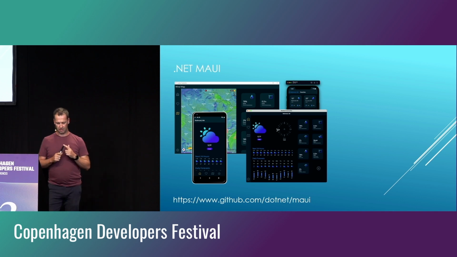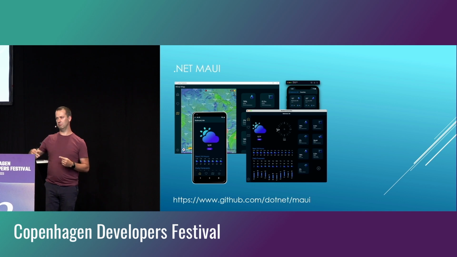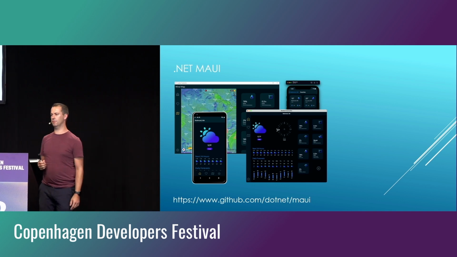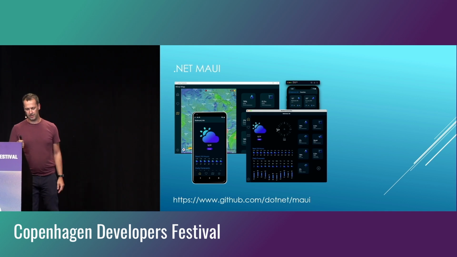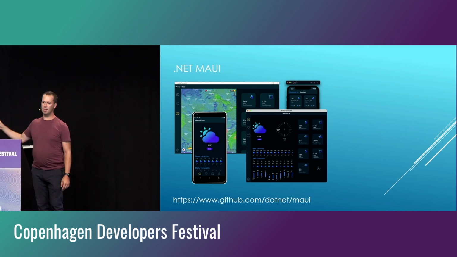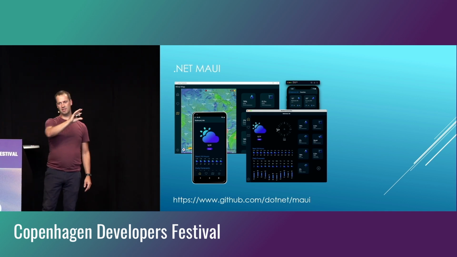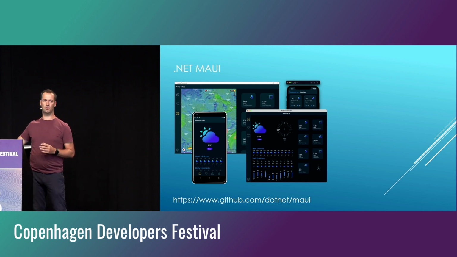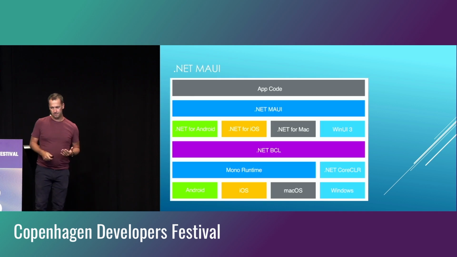The biggest advantage of MAUI over other web-based frameworks is that you actually get the native controls of the platform. If you create a text box in MAUI, you will get the native Android text box on Android, the native text box on iOS, and the native text box on Windows. That's how it works. How does it work under the hood?